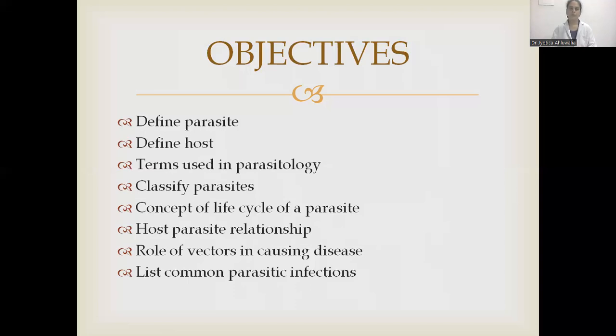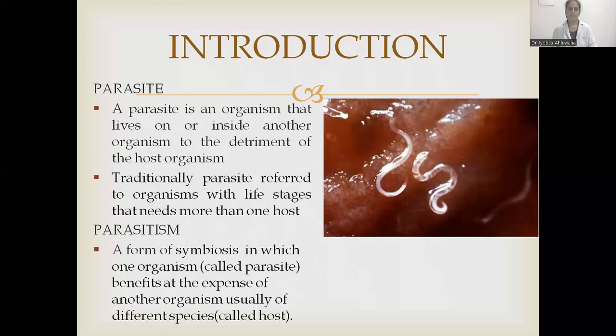The various role of vectors in causing the disease and some common parasitic infections, we will be dealing with these. There are some blood-sucking insects, or the mode of transmission can be by inhalation, by ingestion. This is again about the parasite, which is an organism that lives on or inside another organism to the detriment of the host organism.